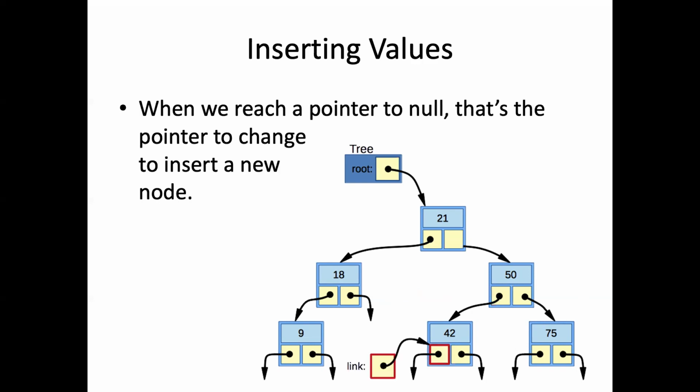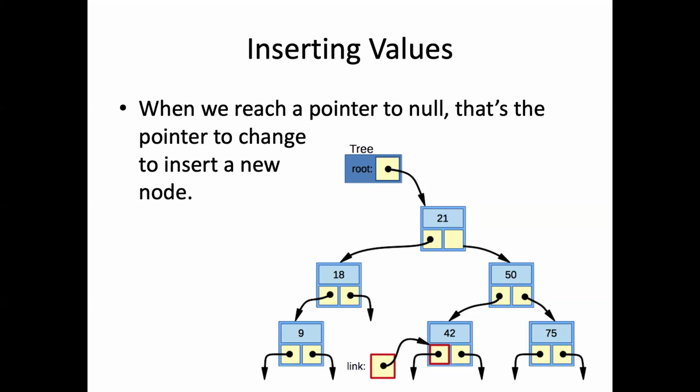So I'm going to move down, and now link is pointing at the left pointer inside that node with the 42 in it. And now I'm done, or at least I'm done finding where to put this node. Because once I find a pointer that's null, I've found a subtree that doesn't have anything in it. And that's where this new node goes. I can allocate space for a new node. This doesn't fit on my figure, but my next slide shows code for this.